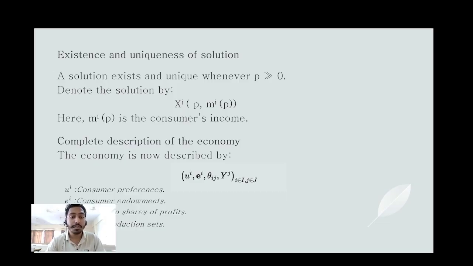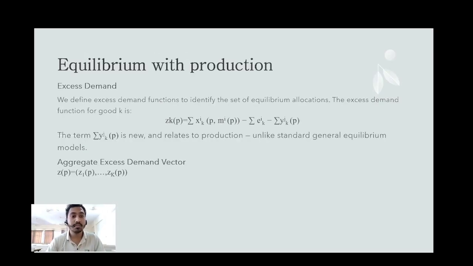And a complete description of the economy: the economy is now described as u_i, e_i, theta_ij, Y_j, for all i elements of capital I, and small j element of capital J. Here u_i is the consumer's preferences, e_i is the consumer's endowments, theta_ij is the ownership of the shares of the profits, and Y_j is the firms' production sets. Now I am going to talk about the next slide, which shows the equilibrium with production.